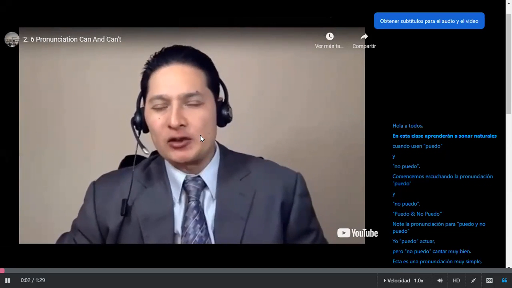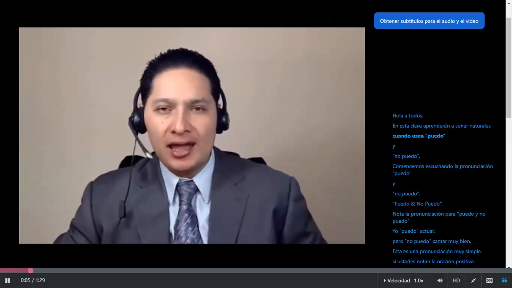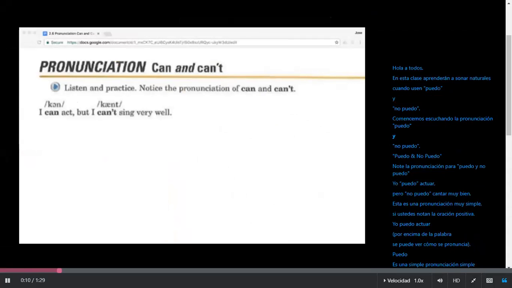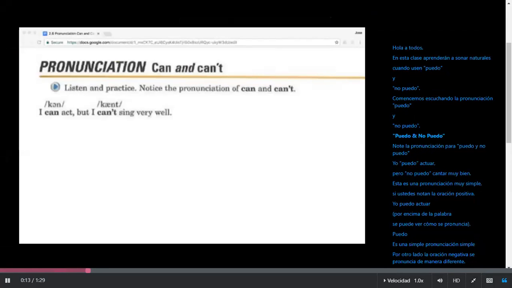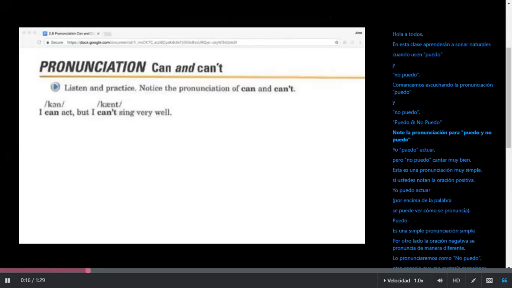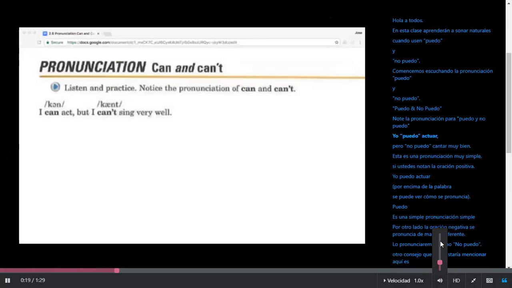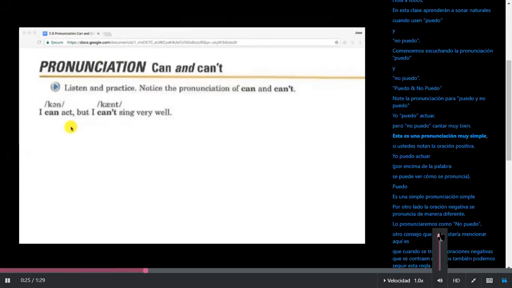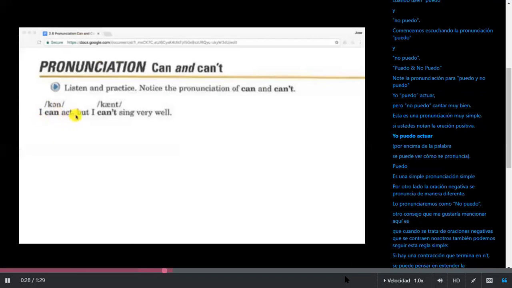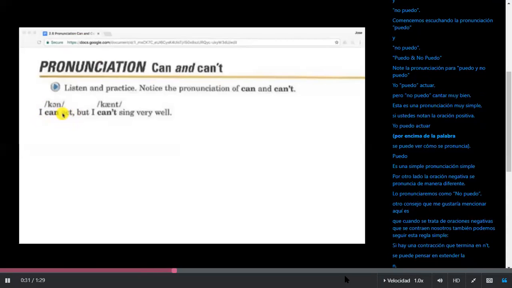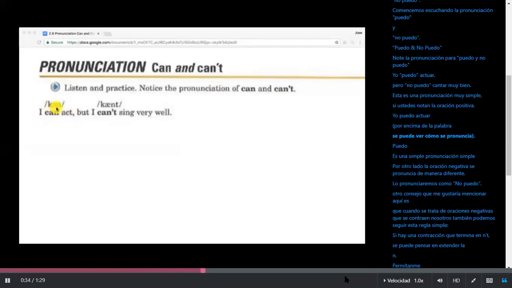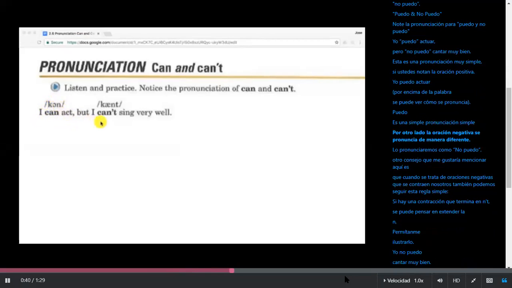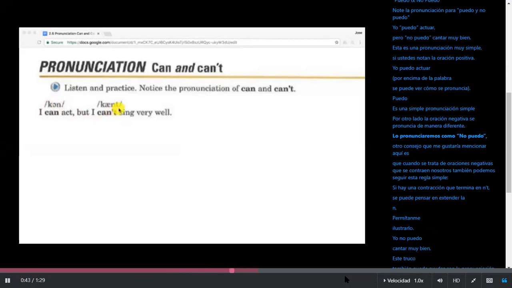Hi everyone. In this class you'll learn to sound natural when using can and can't. Let's start by listening to the pronunciation of can and can't. Can and can't. Notice the pronunciation of can and can't. I can act, but I can't sing very well. This is a very simple pronunciation. If you notice the positive statement, I can act. Above the word, you can see how that is pronounced, can, as the pronunciation symbol. On the other hand, the negative statement is pronounced differently. We will pronounce it as can't.